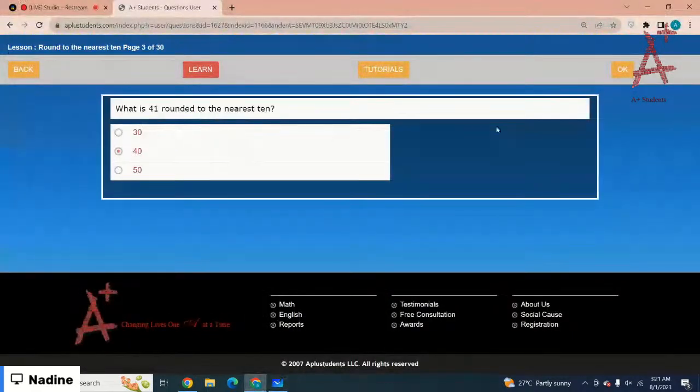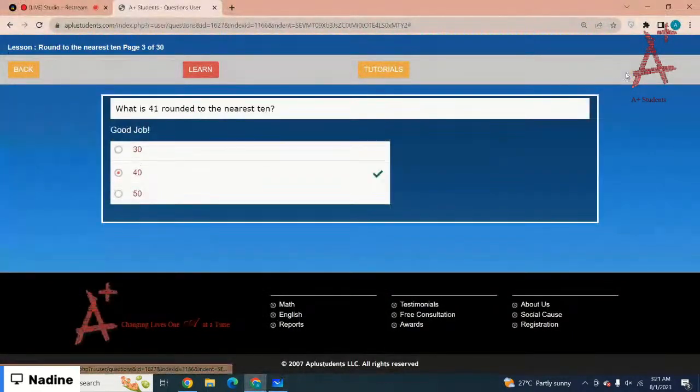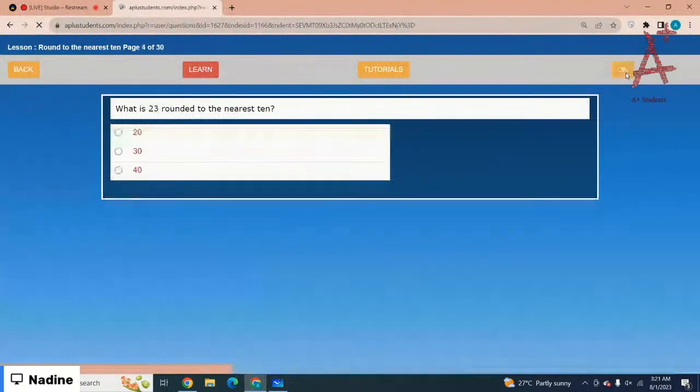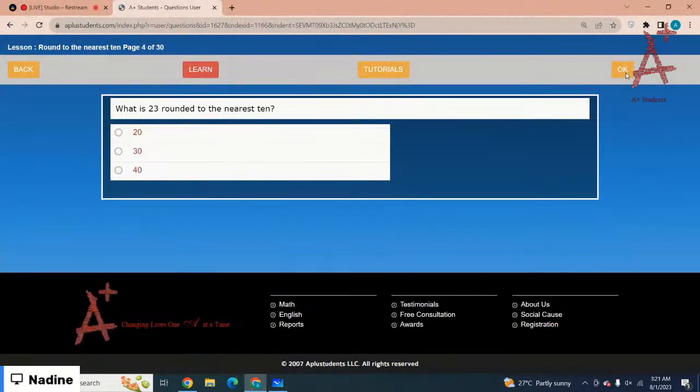If you already know the answer, you can please just write down the answer in the chat box. What is 23 rounded to the nearest 10?